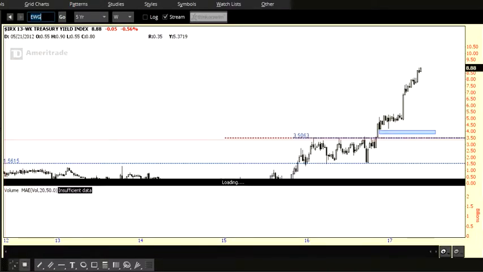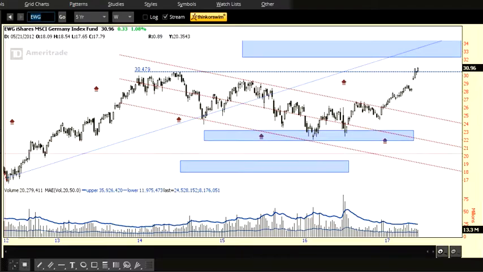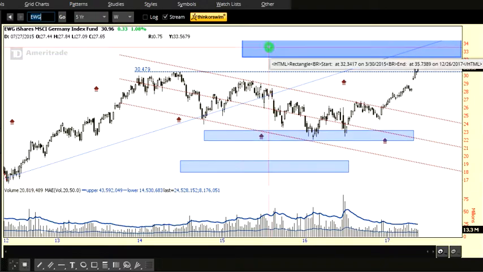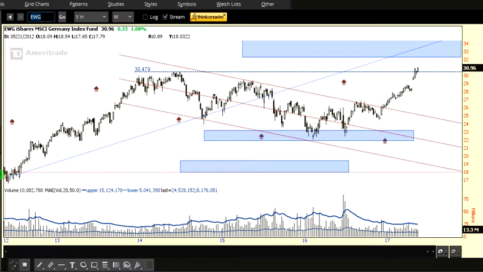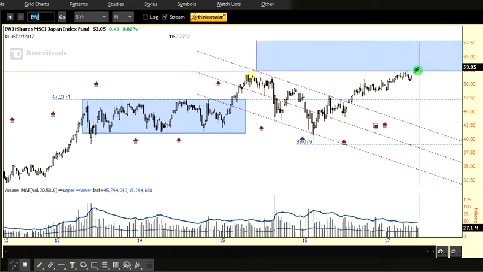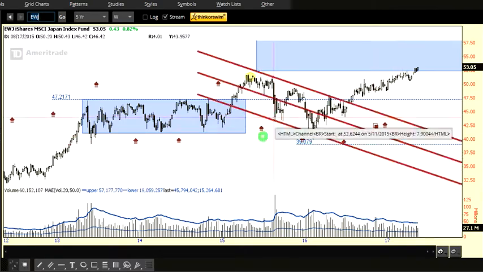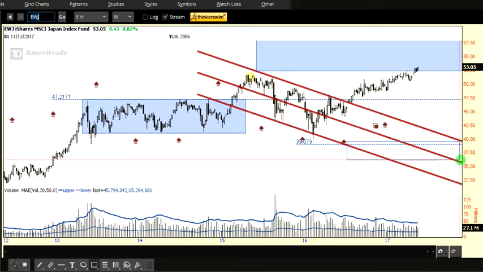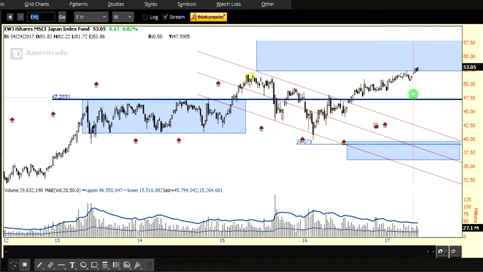Let's look at some of these countries. Germany is probably going to continue. It's already made a new high, but we've got this decision point up here. It's probably on its way to that. Japan has made it to its decision point. It might chop around here for a little while. It might even shoot up and make one last gasp here. But then probably the next stop for Japan is down here around this 39 area, this 40 area. Let's just put a box right there. That's probably the next stop for Japan. This is going to roll over and head down this way.